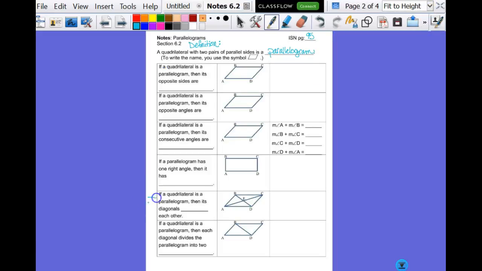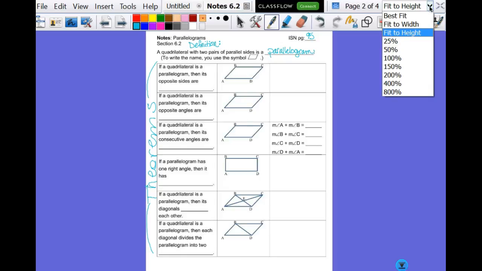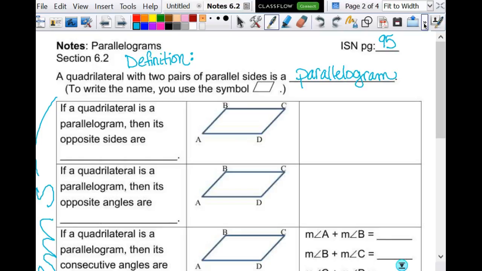So along the side you can write theorems. So you know that's what all those are. Just write theorems on the side. It doesn't actually say that. The definition tells you what a parallelogram is. And then notice that these all start with some version of if a quadrilateral is a parallelogram, if a quadrilateral is a parallelogram, if a quadrilateral is a parallelogram.